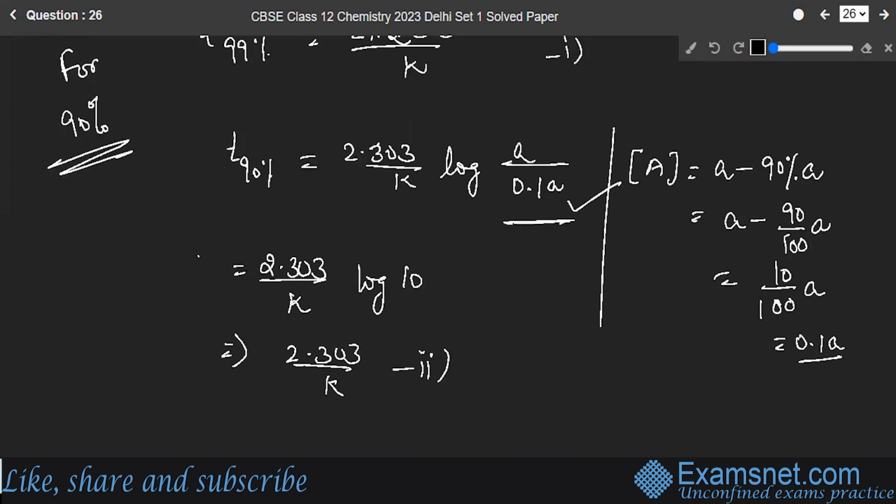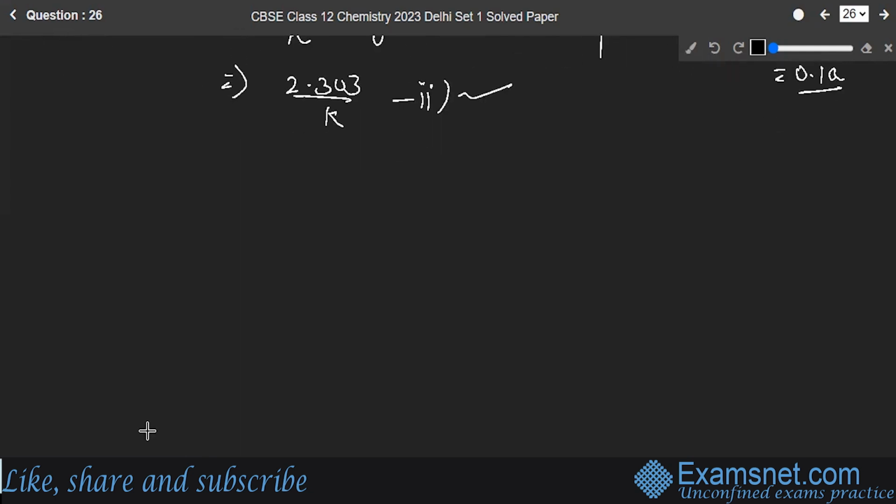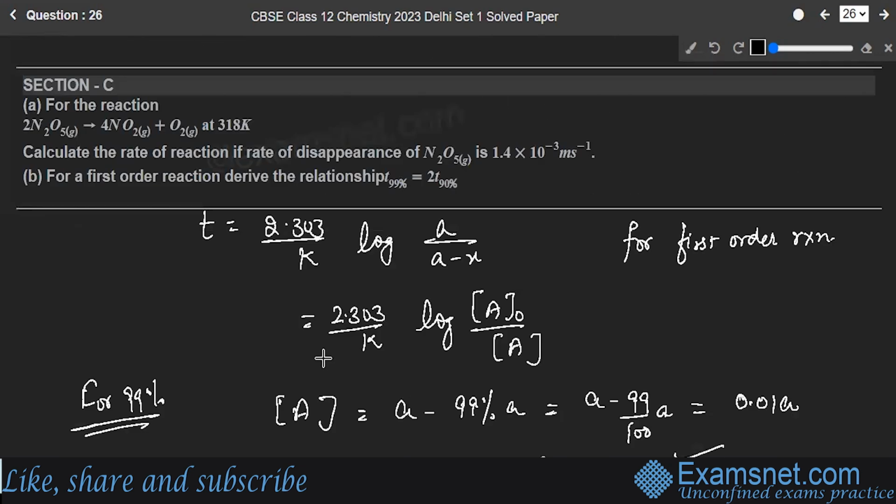Now from both the equations, this 1 and the 2, let's divide them. You will have T 99% upon T 90% is equal to 2 upon 1. That's it. What you had to find out, T 99% is equal to twice of T 90%. This is what we needed to derive, right? For the first order reaction, derive this relationship, and done. Hope you're clear with this. Let's move to the next question then.